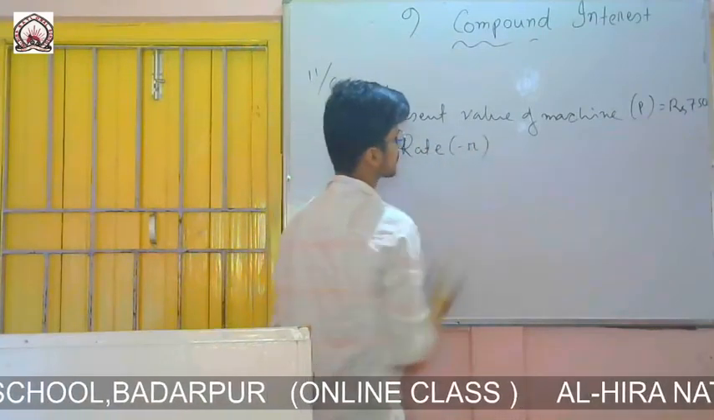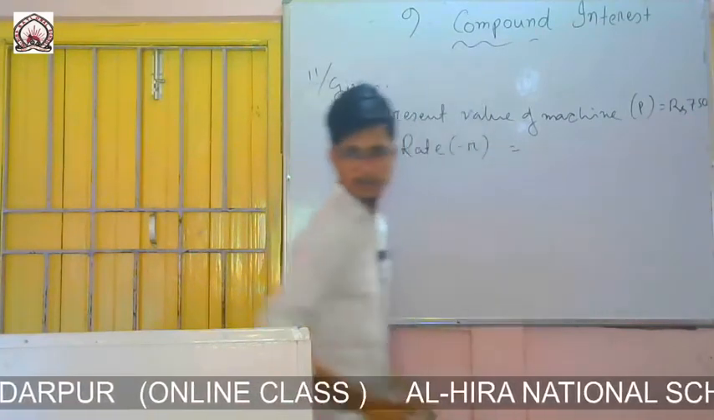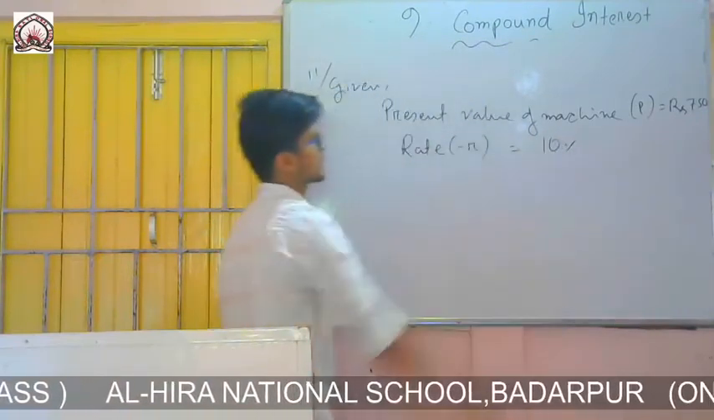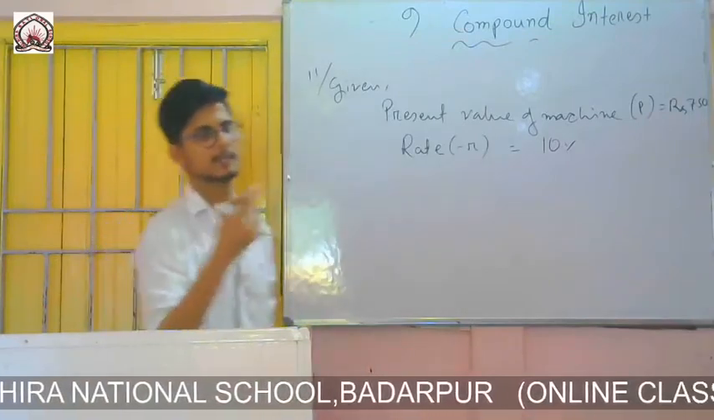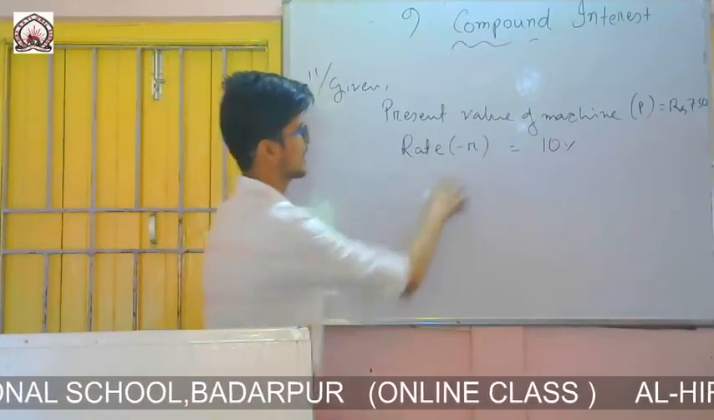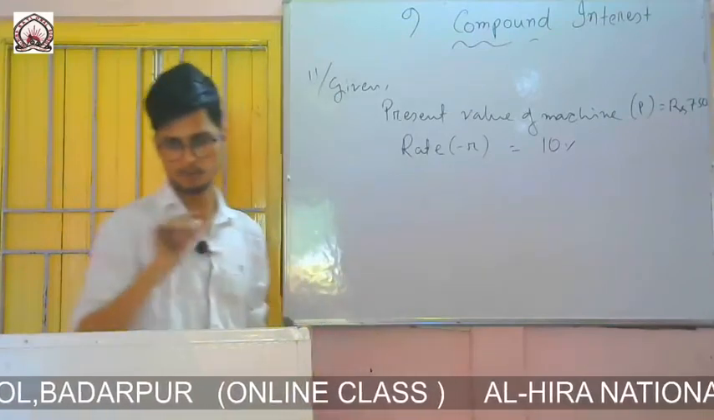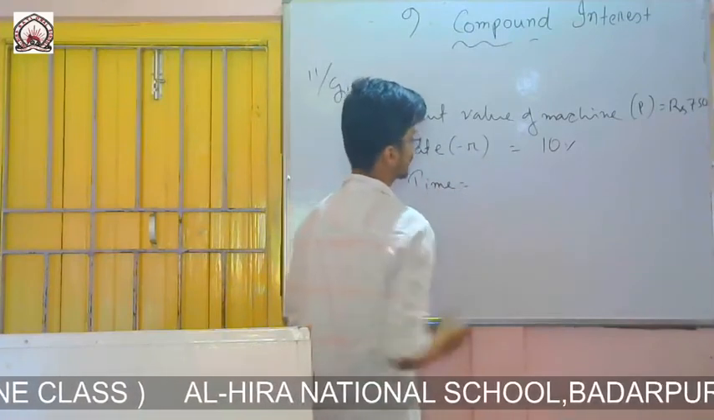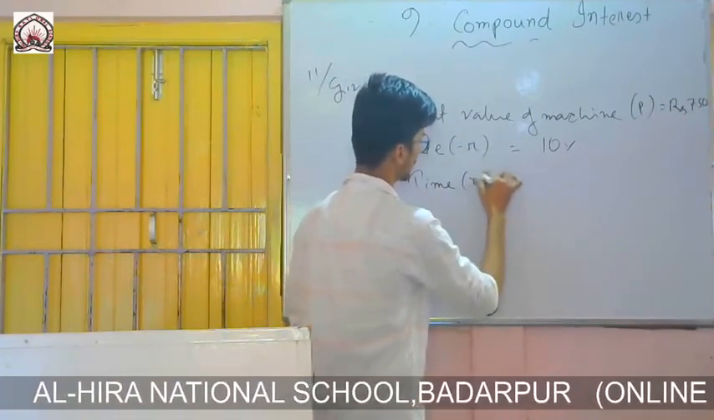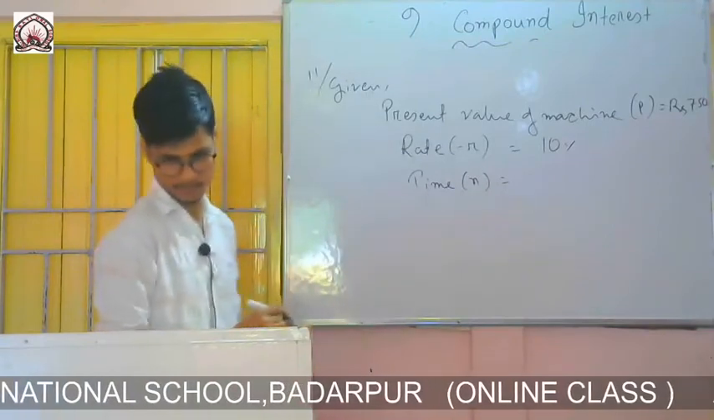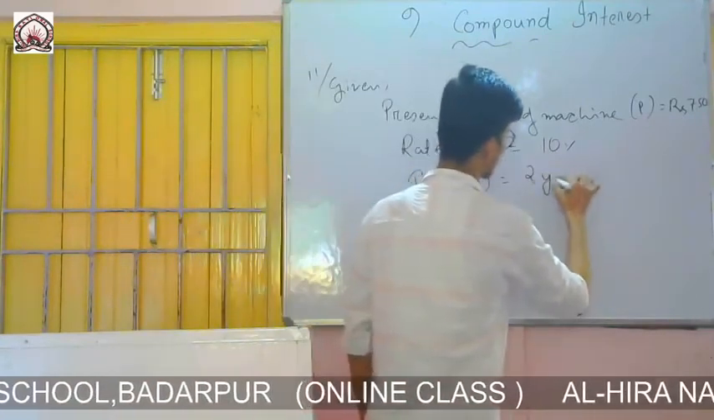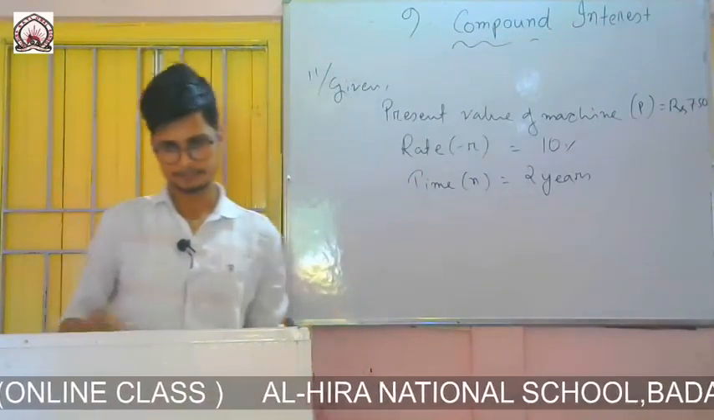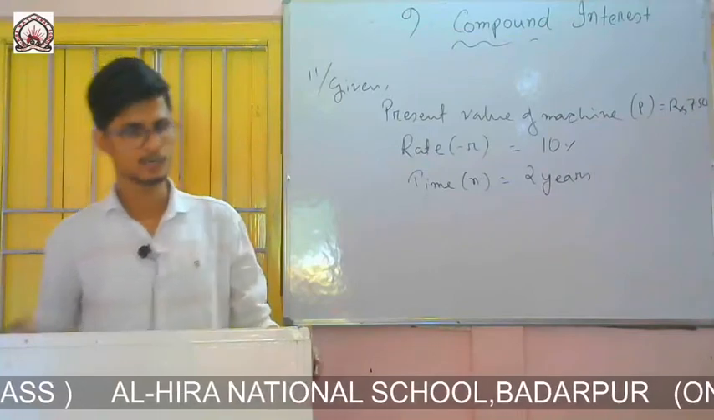Rate will be in minus. So rate is given as 10%. Actually we have to slowly change it after writing the question, but I am directly giving it here, and in the formula we will change directly. And time n equals, I think 2 years. Yes, time is given as 2 years. So now the question is to find the value of the machine after 2 years.